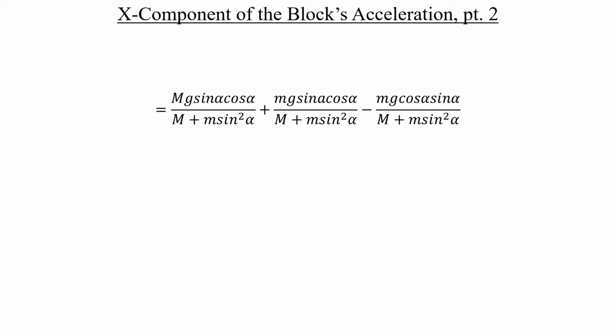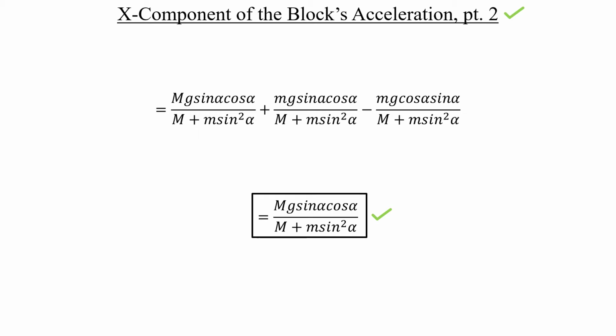Now it looks like we made things worse, but take a look at this. Our second term and third term are identical. One's just positive and the other is negative. I mean, yeah, sine and cosine are switched, but that doesn't matter. They are associative, so it doesn't matter what order they're in. They're still going to cancel each other out. Thus, our x component of the block's acceleration is just this first term here.